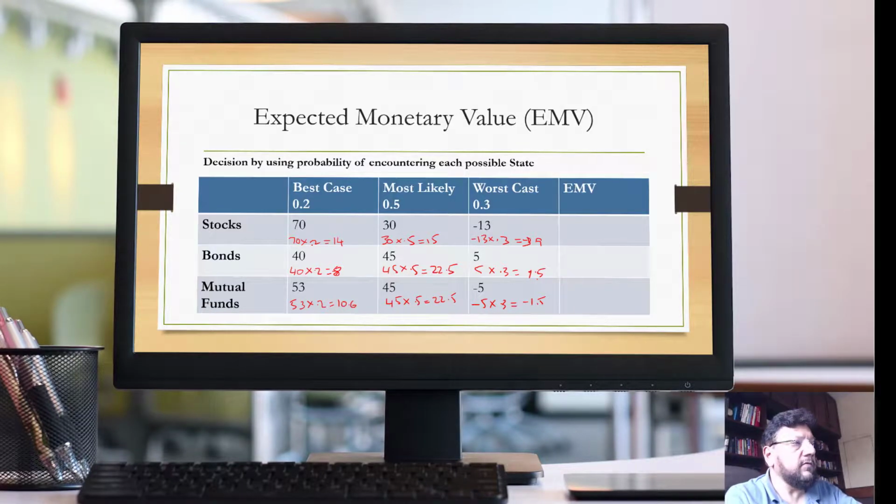So you basically now have to total up these values, and if we total up these values, in this case we get 25.1. That's the total. 32 is the total for bonds, and 31.6 is the total for mutual funds. So here we see that the expected monetary value for bonds is the highest. Okay, so we go ahead and pick bonds now.